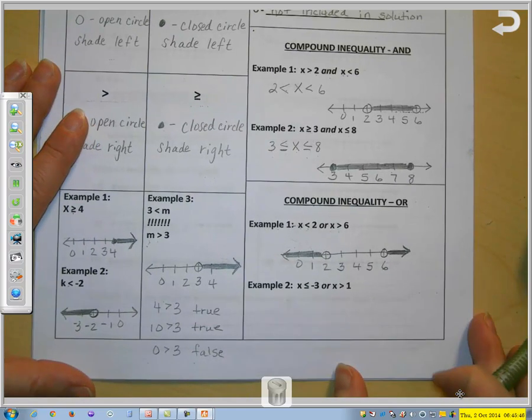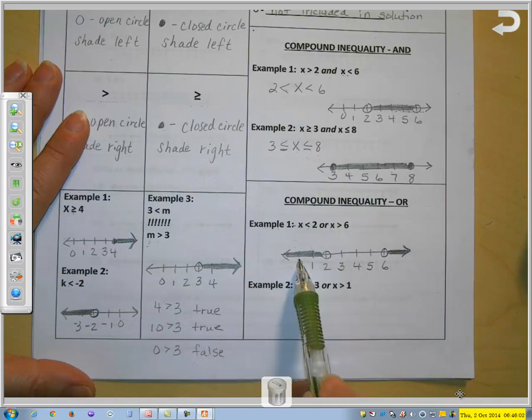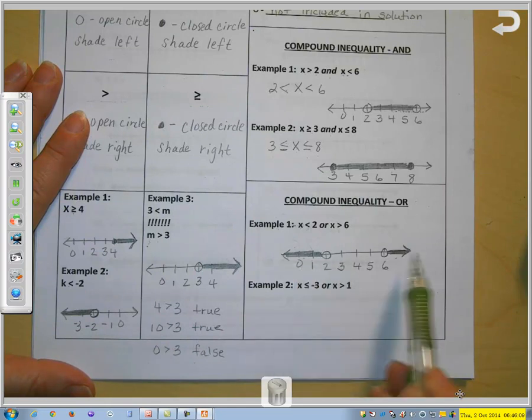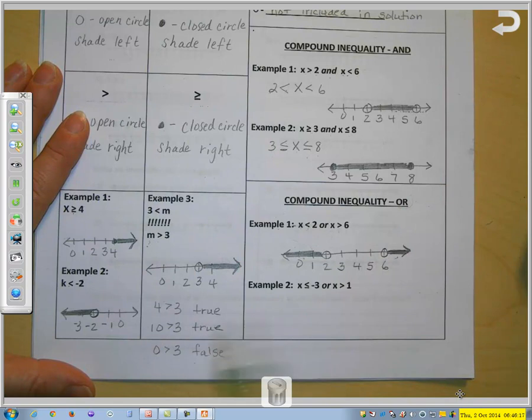So notice how here, instead of the shading being between the two numbers, it's on the other side of the two numbers. So is it possible to have a number that is both less than 2 and greater than 6? No, it's not, because it's either on this part of the number line or it's on that part of the number line. So that's why we use an OR inequality here, because the number cannot satisfy both inequalities at the same time. It has to be one or the other.